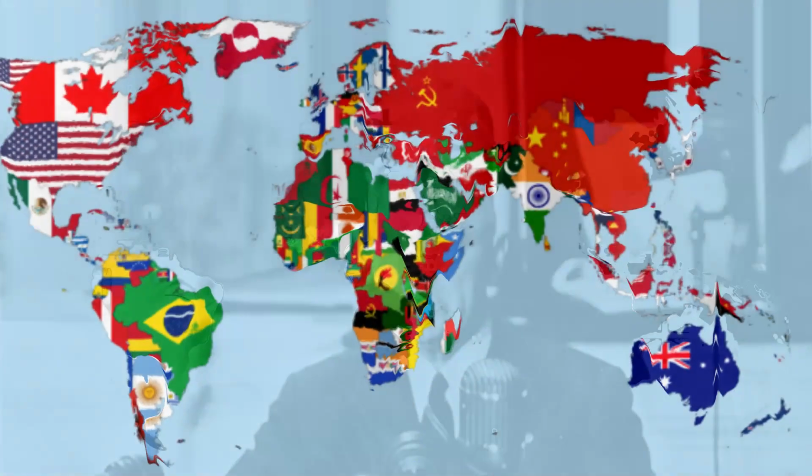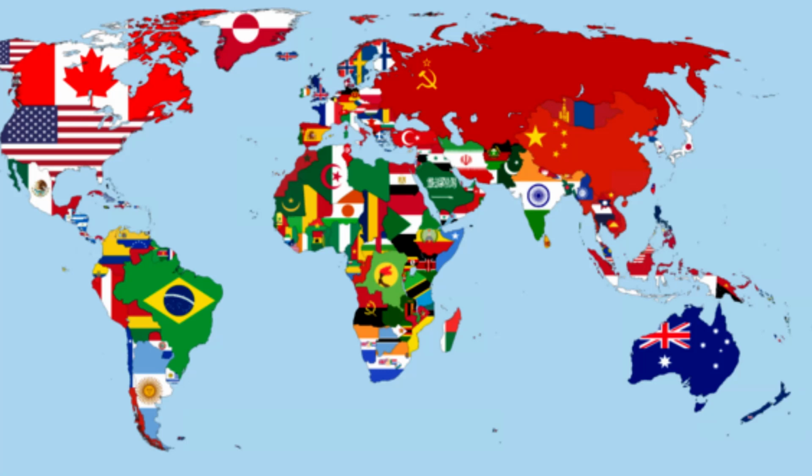Truman argued that the United States had a responsibility to support countries threatened by communism and to prevent the spread of Soviet influence around the world. He called for a global effort to contain communism, which became known as the policy of containment.